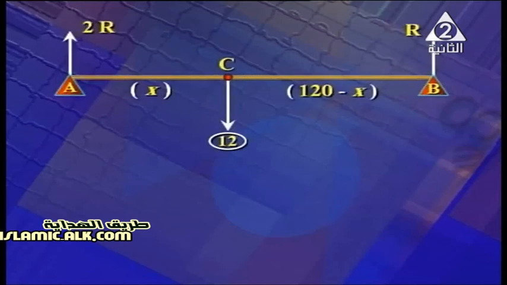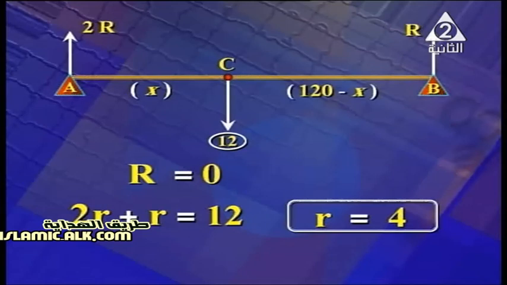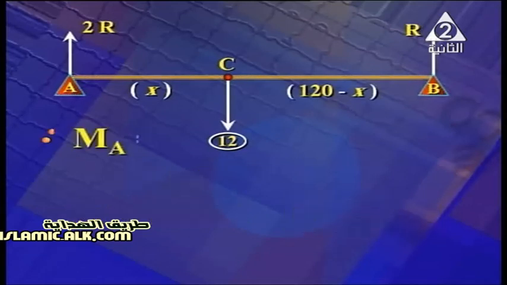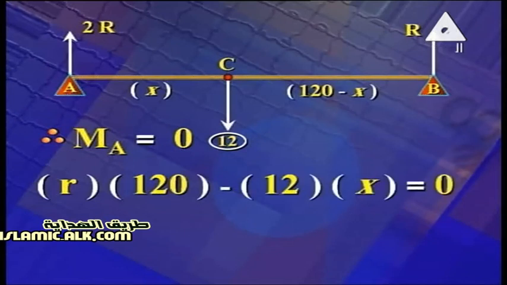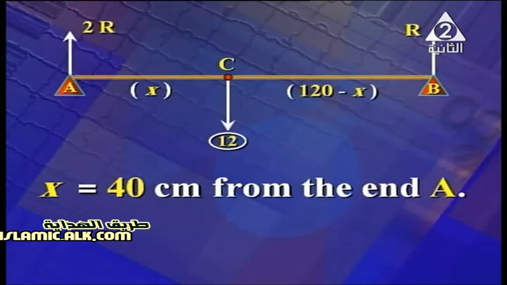Dear student, we have the beam. We find 2R plus R equals 12. Therefore 3R equals 12, R equals 4. After that, we take moments about A equal to 0. Therefore R times (120 minus x) minus 12 times x equals 0. Therefore, we find the value of x equal to 40 centimeters from the end A.